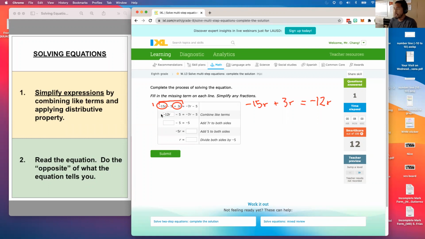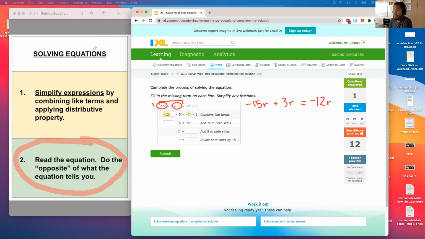So now I have in line 2, negative 12r minus 5 equals negative 7r minus 5. And here, if you notice, you've got the variable r on both sides of the equation, right? I've got negative 12r on the left, and I've got negative 7r on the right side of the equal sign. So what I want to do here is go to step 2. And step 2 is to read the equation and do the opposite of what the equation tells you to do.